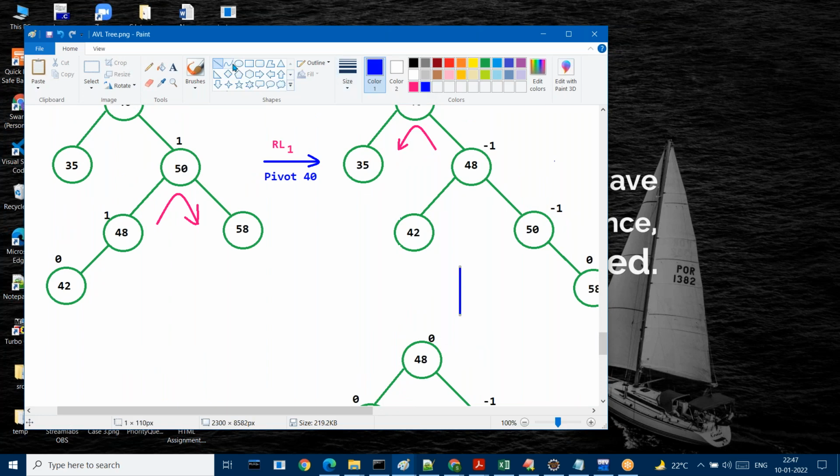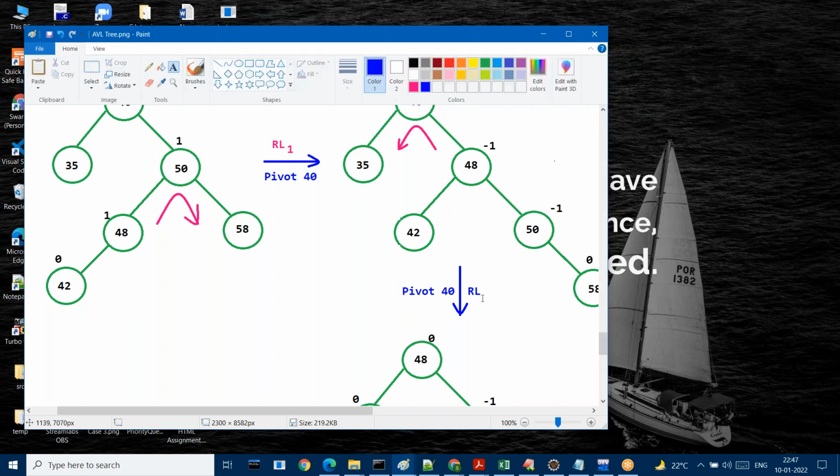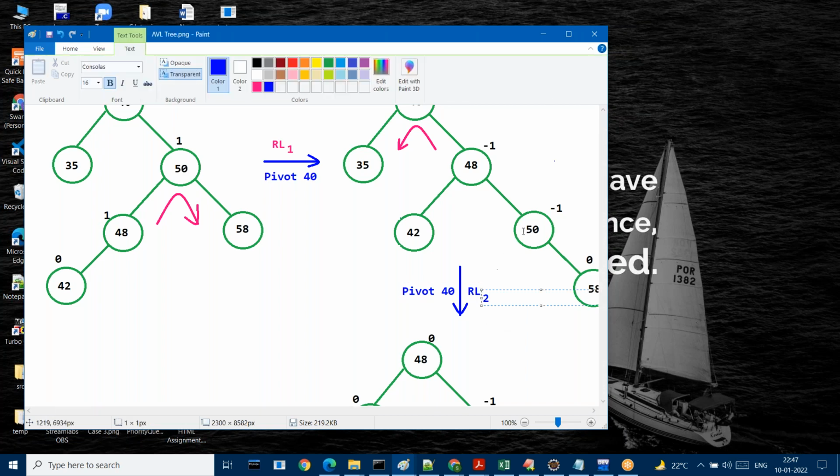What is it? It is RL2, sir. Once I identify it, the pivot is fixed in that step. So here the pivot is 40. This is RL2, sir. That's it.